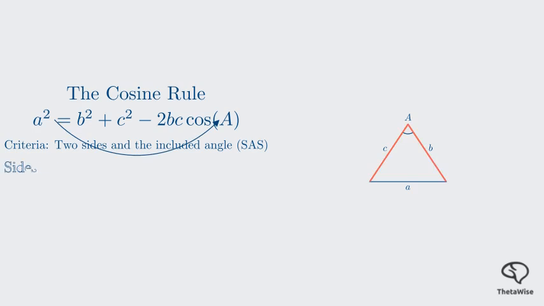Just like the area rule, this requires the included angle. Think of the sides b and c forming the arms of the angle A. If you have this set up, you can find the length of the side across from that angle.